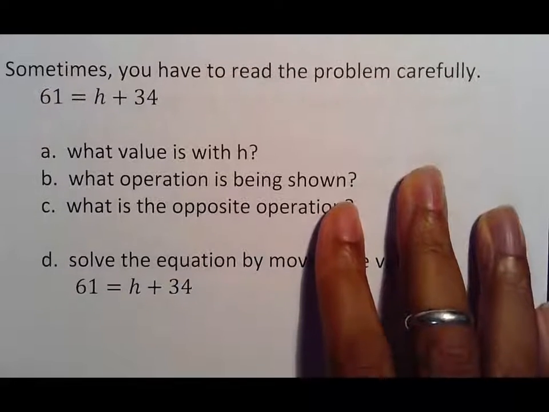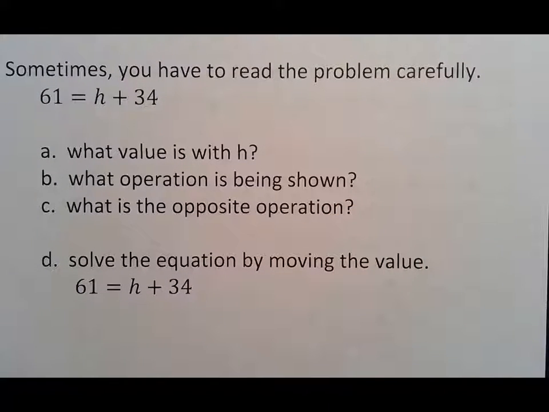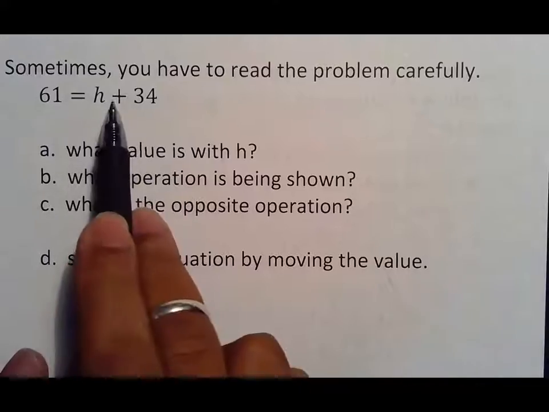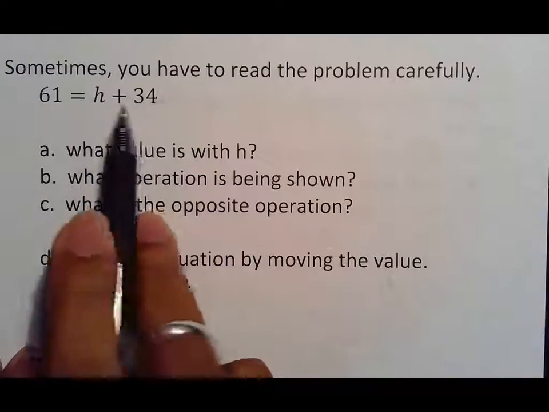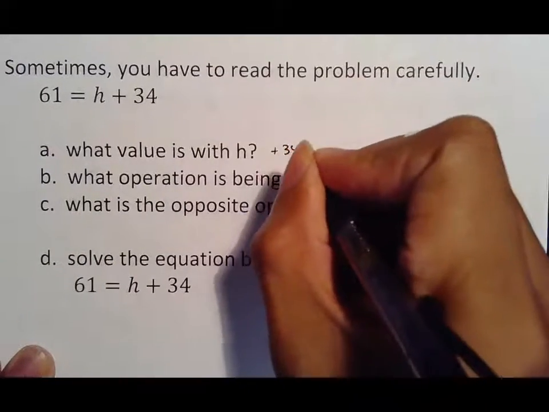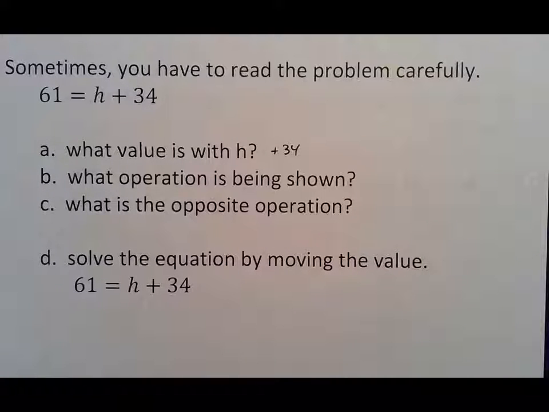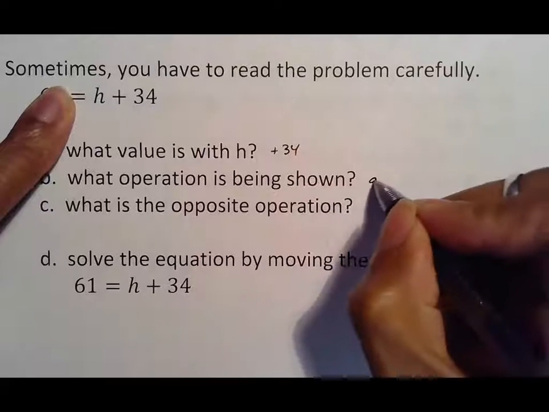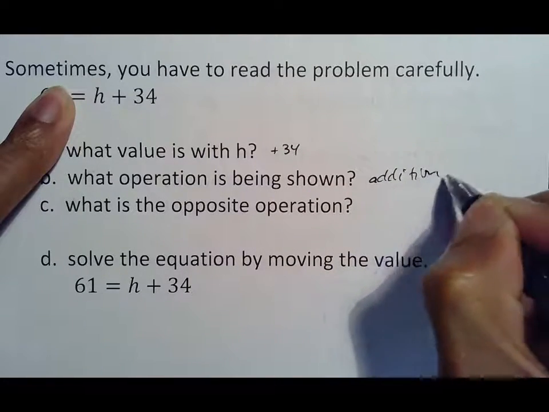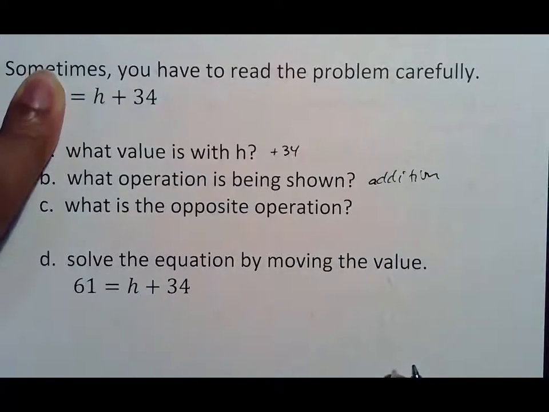You always have to read the problem carefully. In some problems, it doesn't always look the way we're used to. In this situation, when it says what value is with H, the first thing people want to say is 61, but 61 is not with H. It says 61 equals H plus 34. So the number that's actually with H is the 34. What operation is being shown is H plus 34, so this is addition. Again, focus on the side where the variable's at.